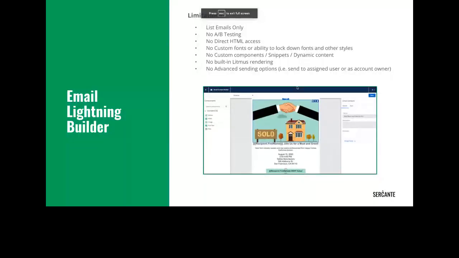There has been no changes to this list. Okay, got it. Also, no built-in Litmus rendering, so you don't get that email rendering that you can get in Classic, and there are no advanced sending options as of right now. So, for example, you cannot send to an assigned user or send from an assigned user or as an account owner.